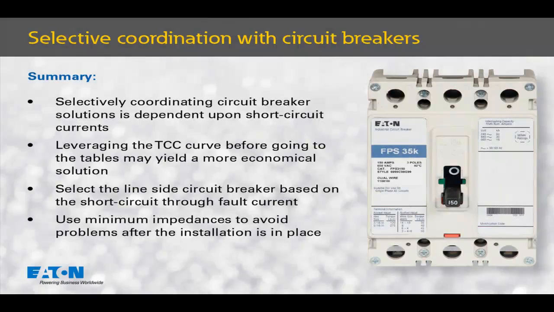So to summarize our discussion, when selectively coordinating circuit breaker solutions, we're going to be dependent upon short circuit currents. We need to leverage the time current characteristic curves before we run to the tables, because that could yield a more economical solution. We're going to select the line side circuit breaker based upon the short circuit through fault current, not the fault current that's available on the secondary. And remember, use minimum impedances and short conductor lengths to avoid problems after the installation is in place.